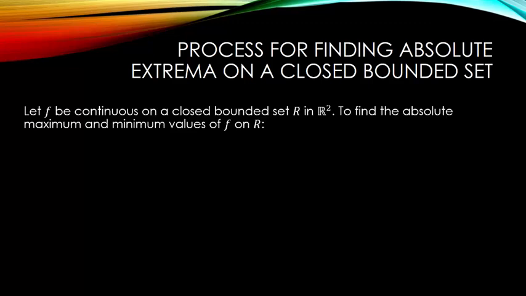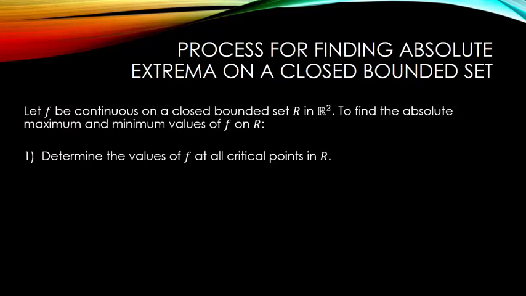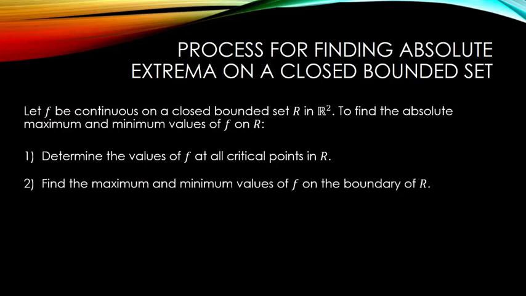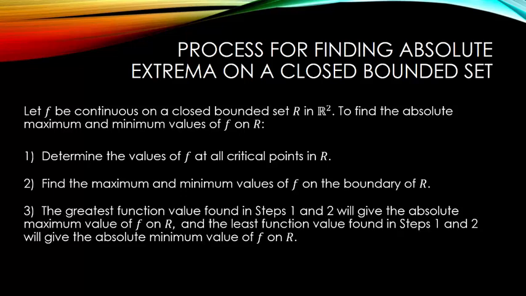If we let f be continuous on a closed bounded set R in R2, in order to find the absolute maximum and minimum values of f on R, we first need to determine the values of f at all critical points in the bounded region R. Then we want to find the maximum and minimum values of f on the boundary of R, and then I want to find the largest function value that was identified in steps 1 and 2, which will give me the absolute maximum value of f on R, and then I want to find the smallest function value identified in steps 1 and 2, and that will give me the absolute minimum value of f on R.